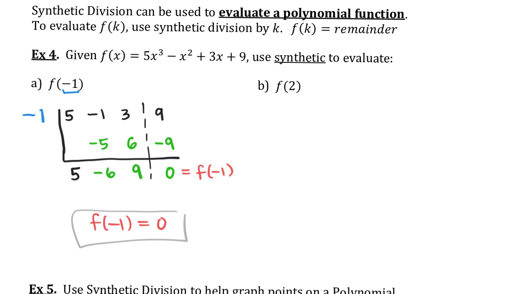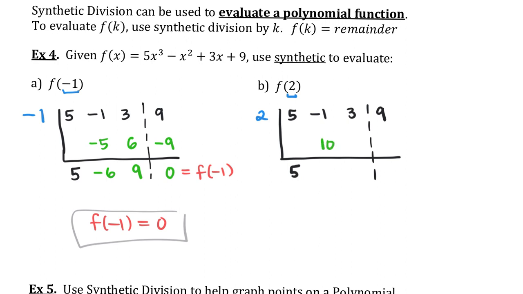Okay, let's try it with 2. I think that 2 really is faster using synthetic than plugging it in by hand. So let me do 2. Okay, I'm plugging into 5x cubed minus 1x squared plus 3x plus 9. Let me bring down the 5. 2 times 5 is 10. -1 plus 10 is 9. 2 times 9 is 18. 3 plus 18 is 21.